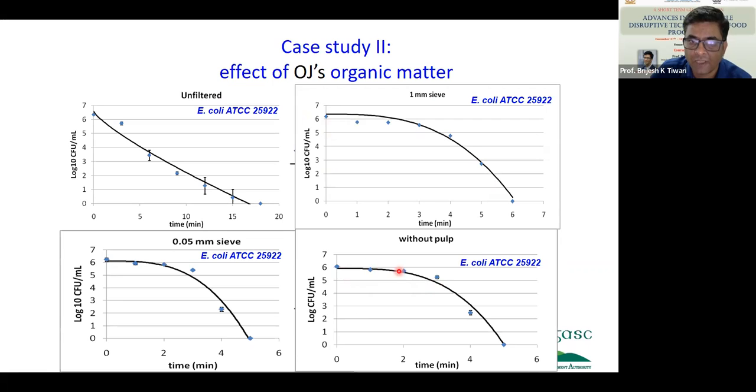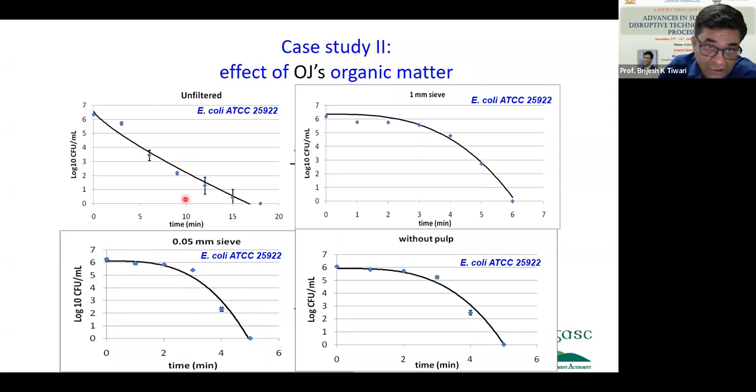And without pulp, we had a different inactivation profile. As you can see, unfiltered, it took almost 15 minutes to get at least 5 log. Whereas when we had clear juice, we had a different inactivation profile. What you see over here is mainly causing ozone demand, that is, the demand required to oxidize the organic matter, or consumed, which is not available for microorganisms to get oxidized.